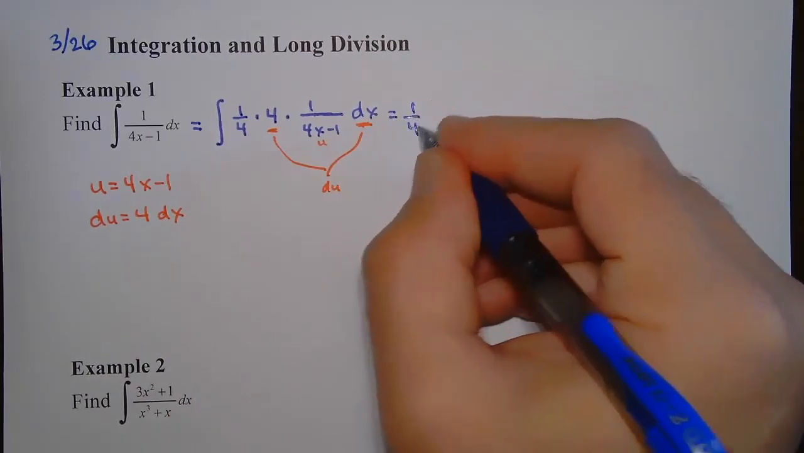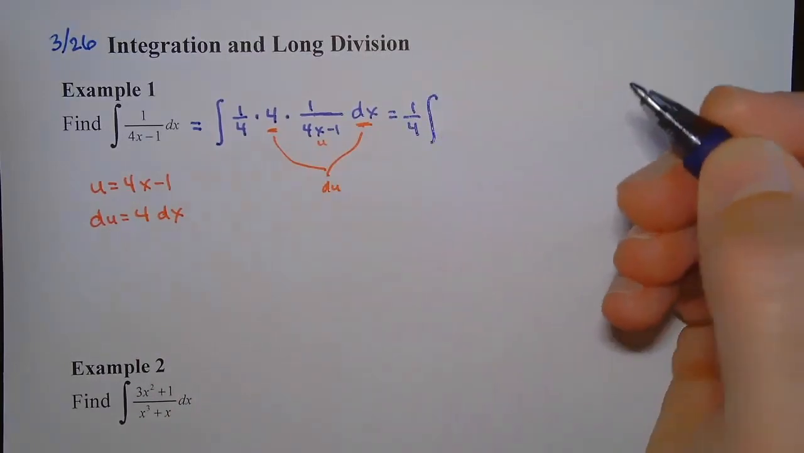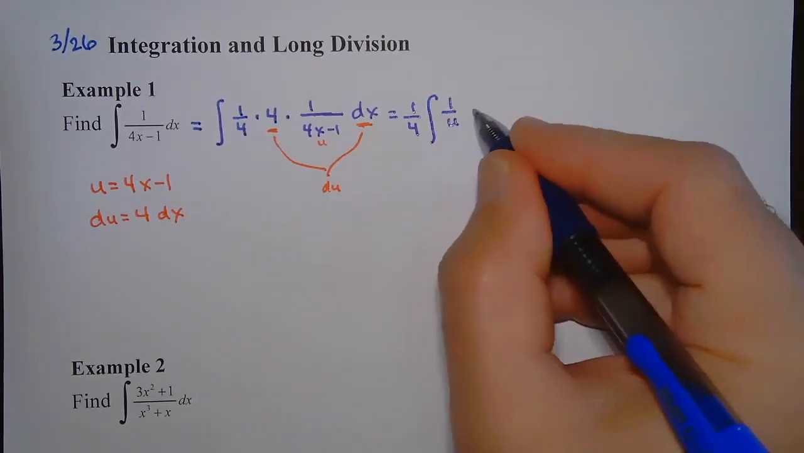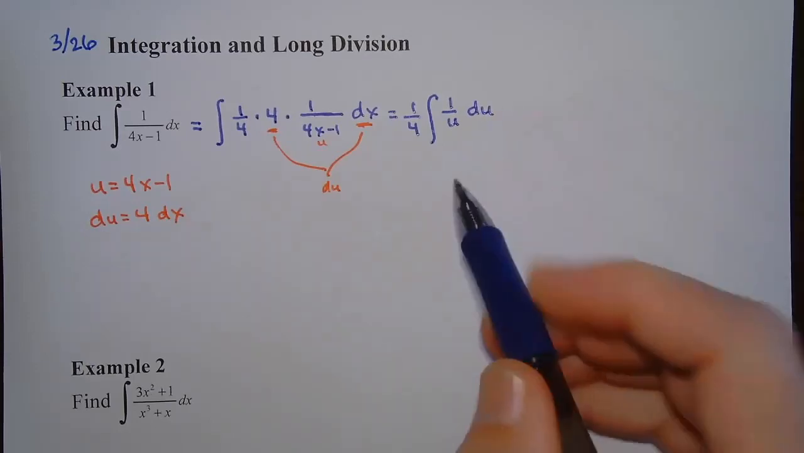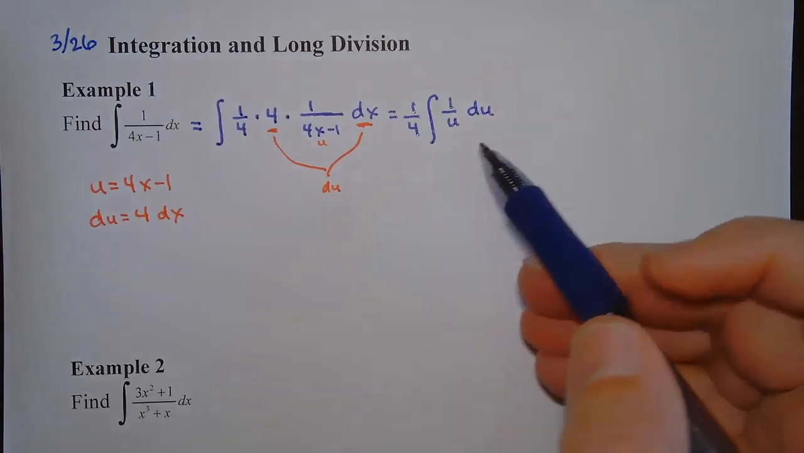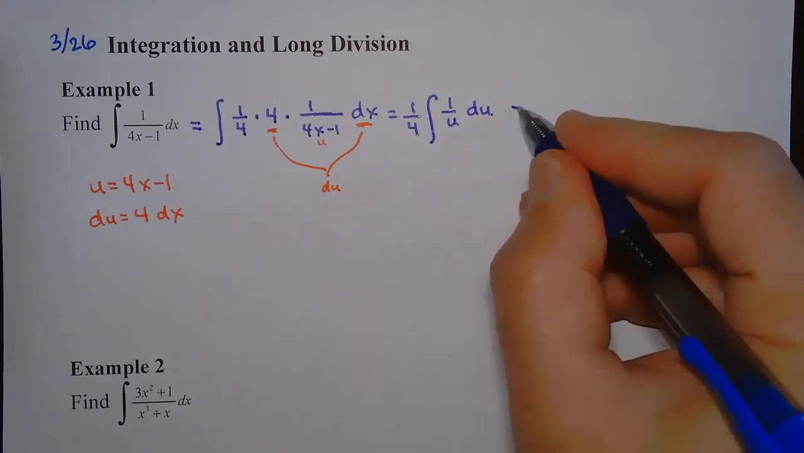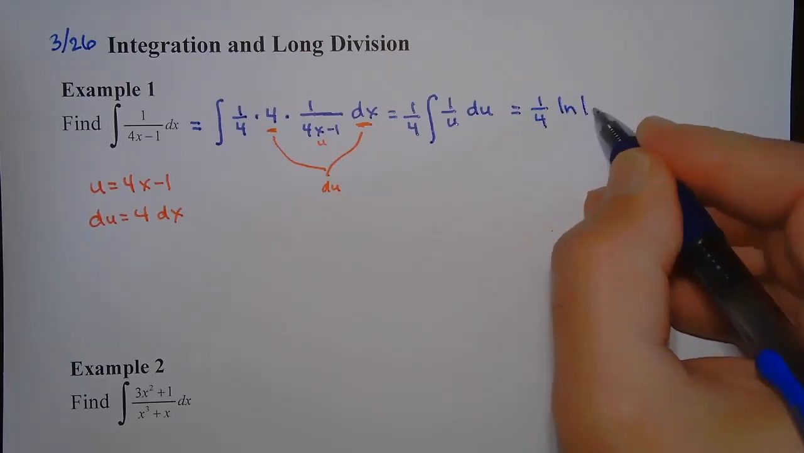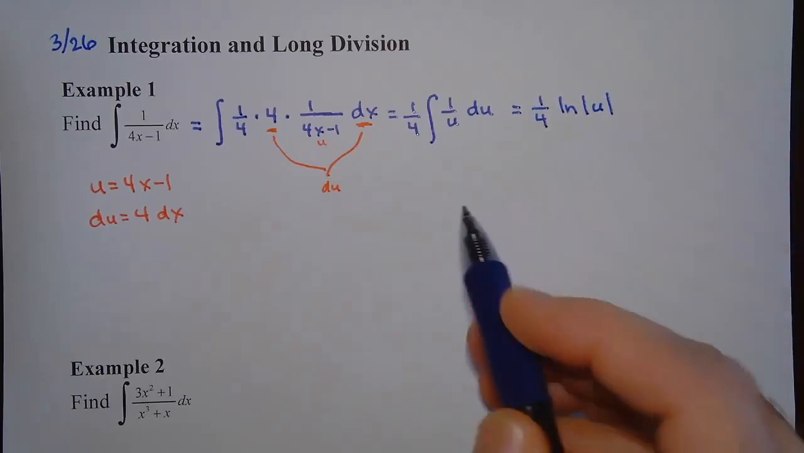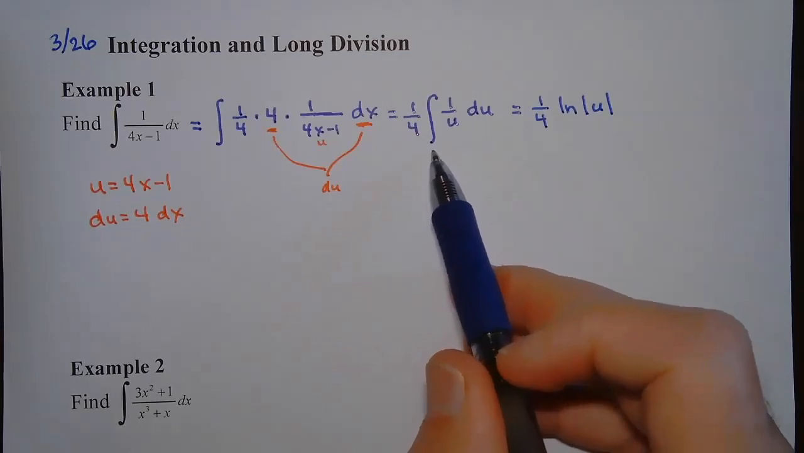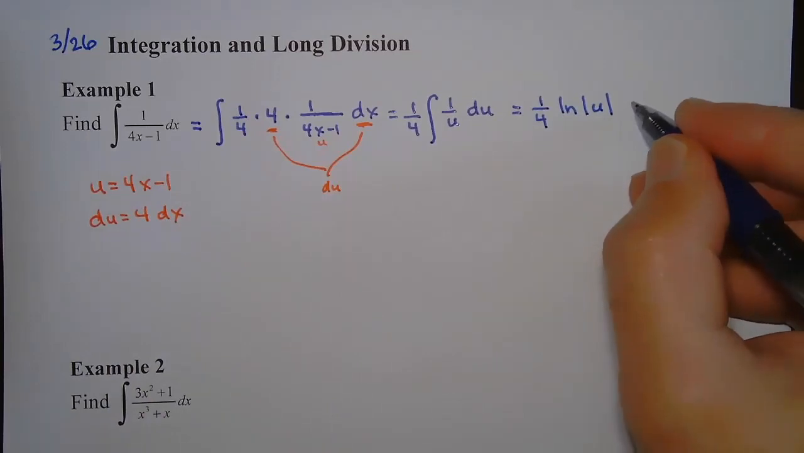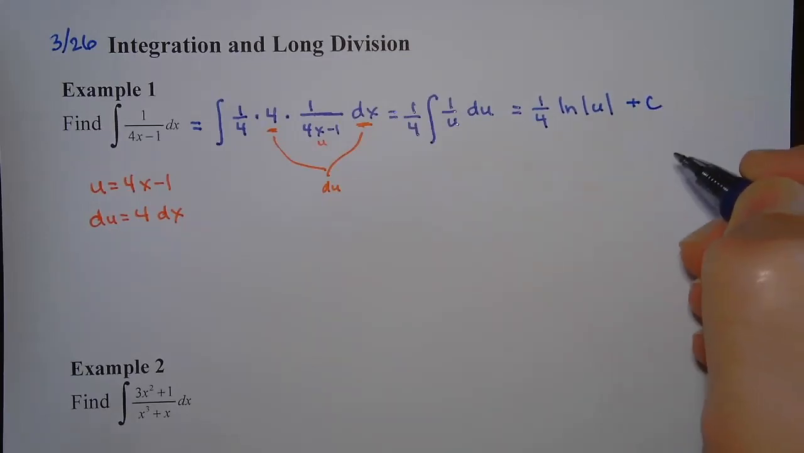So 1/4 times the integral of 1 over u du. We recognize that as one of our integration rules, or antiderivative rules. So this becomes 1/4 times the natural log of the absolute value of u. Now this is an indefinite integral, so we're finding antiderivatives. This is the antiderivative of the original function, so remember that we could have a constant. We need to remember to put plus c, the constant.